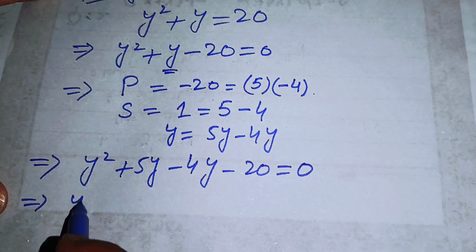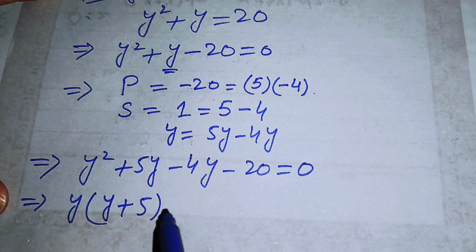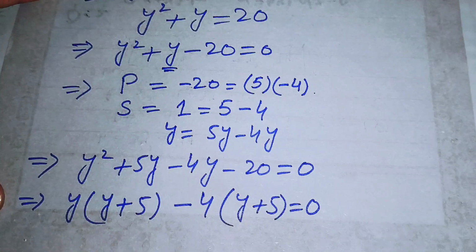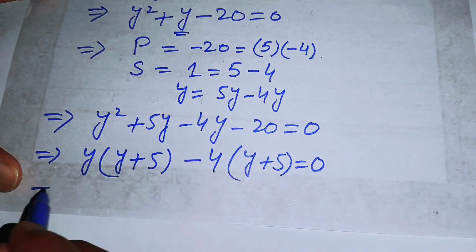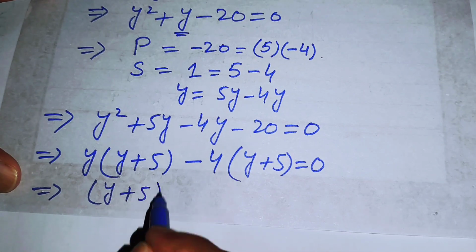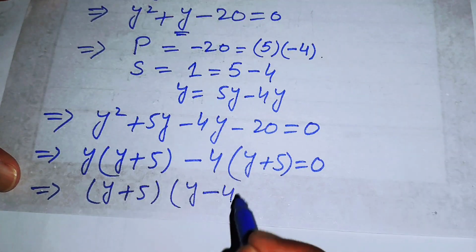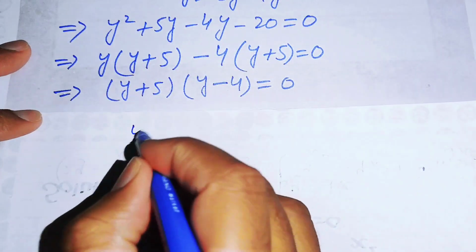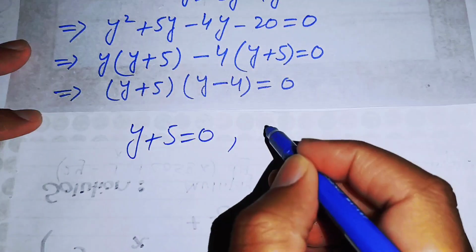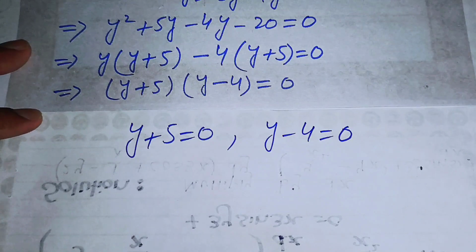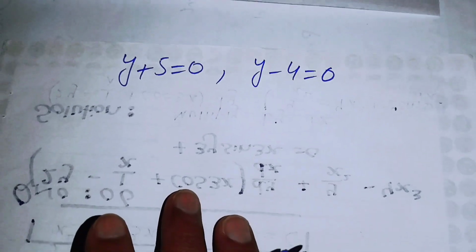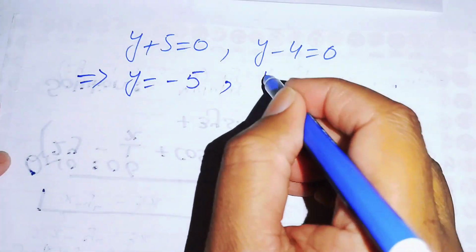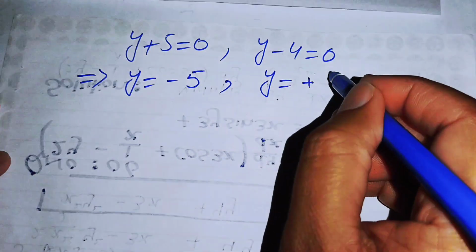Here I can take common y, so it becomes y times (y plus 5), and here we take common minus 4, and it becomes y plus 5 is equal to 0. So here we take common y plus 5, and it becomes (y plus 5)(y minus 4) is equal to 0. After that, we have two cases. The first case is y plus 5 is equal to 0, and the second case is y minus 4 is equal to 0. In the first case we find y is minus 5, and in the second case y is plus 4.